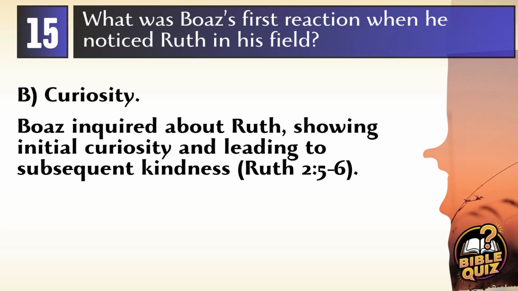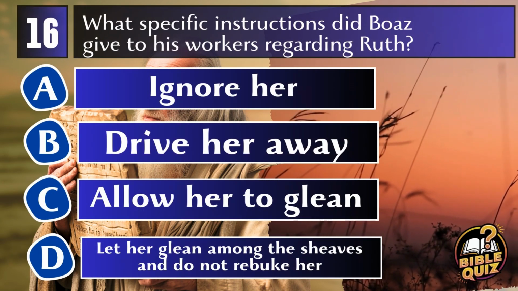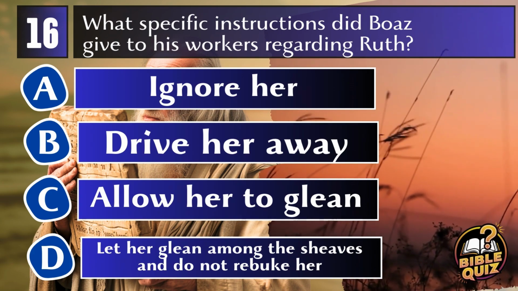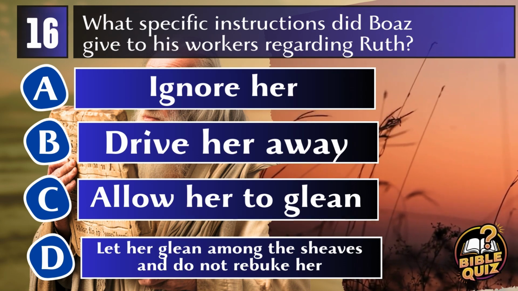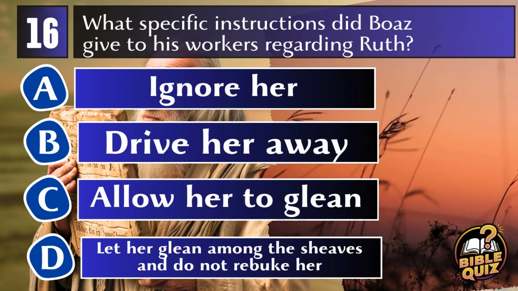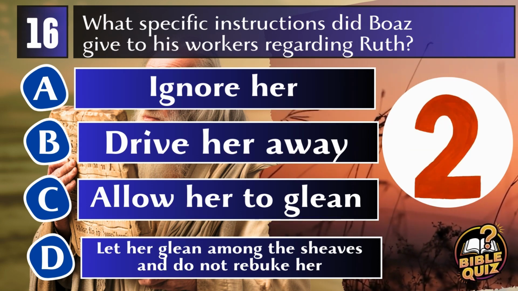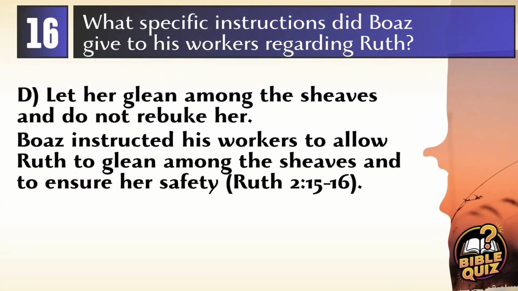Ruth 2:5-6. Question 16. What specific instructions did Boaz give to his workers regarding Ruth? A. Ignore her. B. Drive her away. C. Allow her to glean. D. Let her glean among the sheaves and do not rebuke her. Answer: D. Let her glean among the sheaves and do not rebuke her. Boaz instructed his workers to allow Ruth to glean even among the sheaves and not to rebuke her, ensuring her safety and ample provision. Ruth 2:15-16.